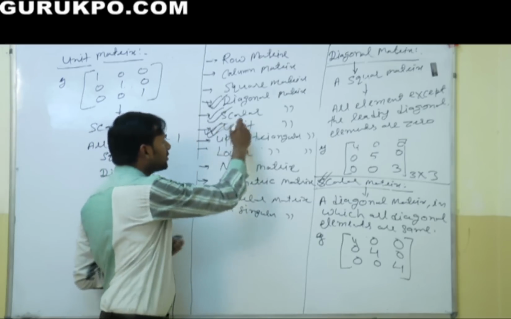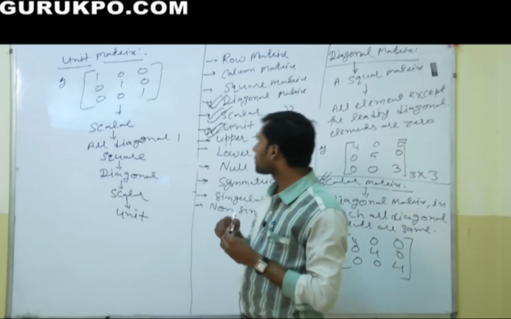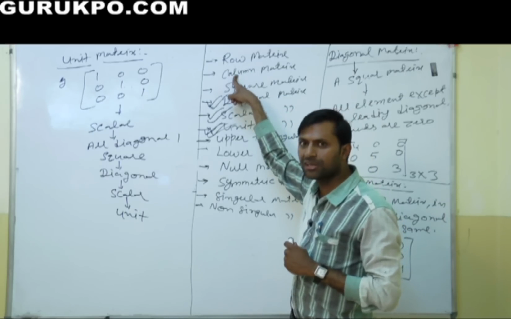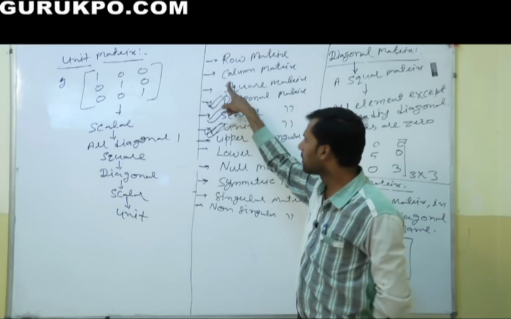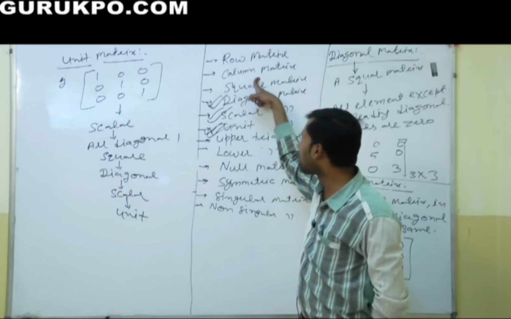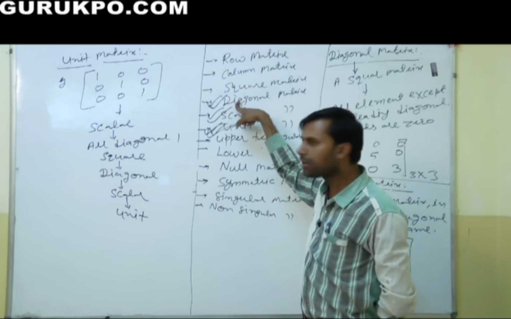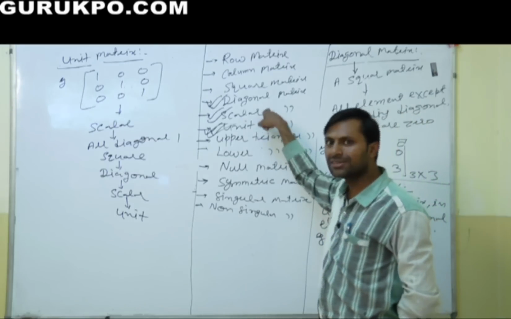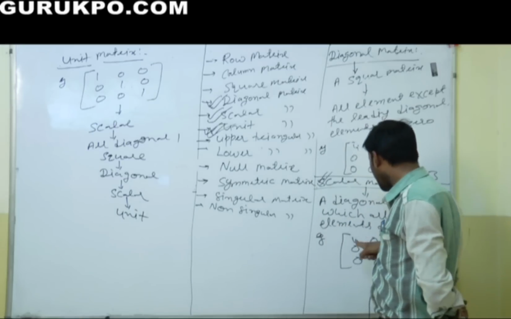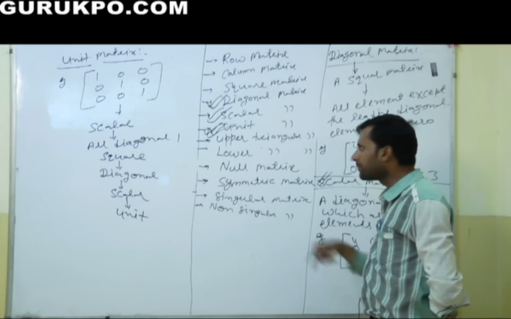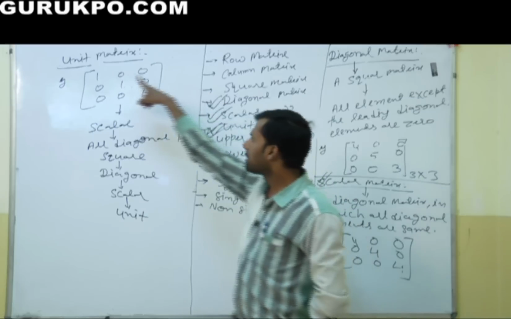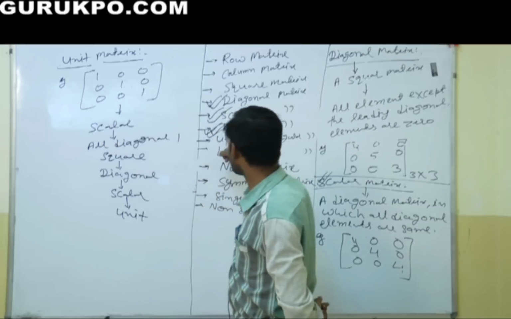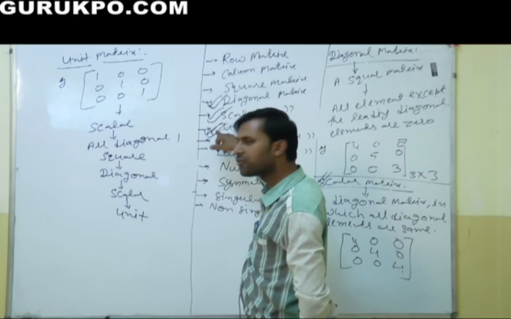Getting my point? So we have discussed 6 matrices. Number 1 is the row matrix, a single row. Second is the column matrix, a single column. Third is square, number of rows equal to number of columns. Fourth is diagonal, all elements except the leading diagonal are 0. Fifth is scalar, a diagonal matrix with all diagonal elements the same. Sixth is the unit matrix, a scalar matrix whose leading diagonal elements are 1. These are the 6 types of matrix.